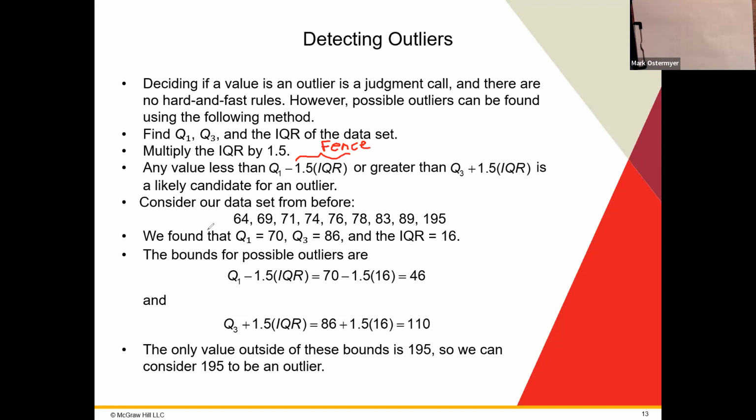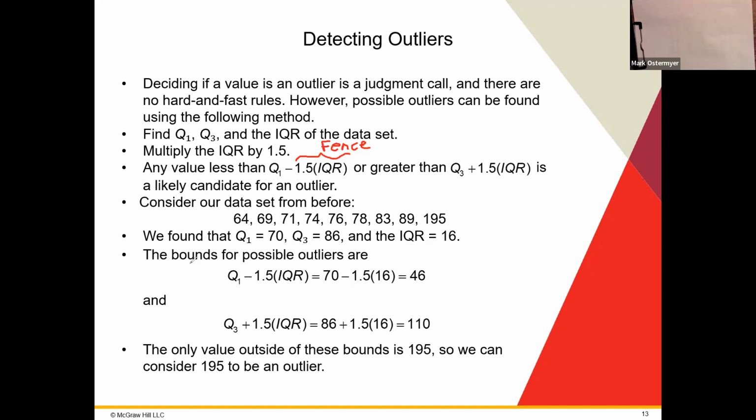Let's try to breathe life into this. Here's a data set to illustrate how we would determine this. This data set has been sorted already for us, left to right, smallest to largest. And ladies and gentlemen, we find that the first quartile would be 70 and the third quartile would be 86. We find those values by the aforementioned formulas. The interquartile value would be 86 minus 70, or 16.